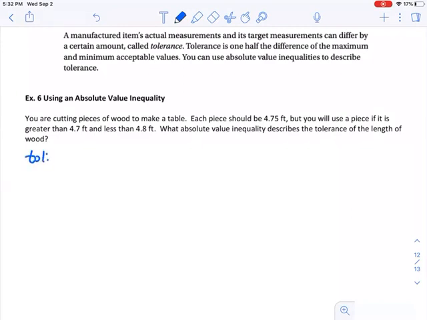So if we find the tolerance, that means we're going to take the two numbers that they give us and we're going to subtract them. 4.8 subtract 4.7, and then they told us to take 1/2, so we're going to divide that by 2. Well, 4.8 minus 4.7 is going to give us 0.1 divided by 2, which means if we throw that in a little calculator, we get 0.05. Now that is the difference I can have between the greatest and the least amount of wood, the size of wood that I need.